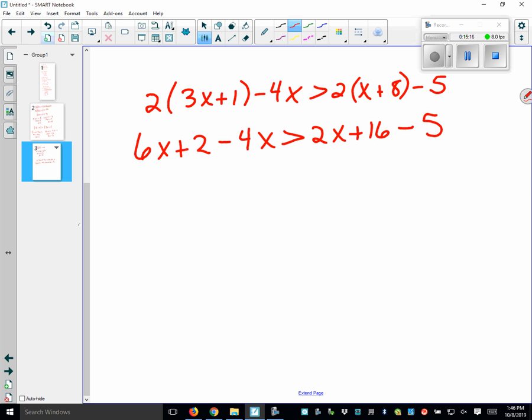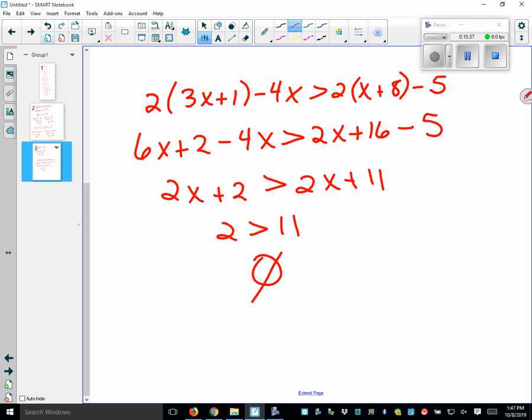Okay? So 2x plus 2 is greater than 2x plus 11. Know what? Really? Why? Because if you subtract 2x, you get 2. I get 2 is greater than 11, which is not true. If it had been true, what would my answer have been? All numbers. Negative infinity to infinity. Right? Everybody's okay with that?